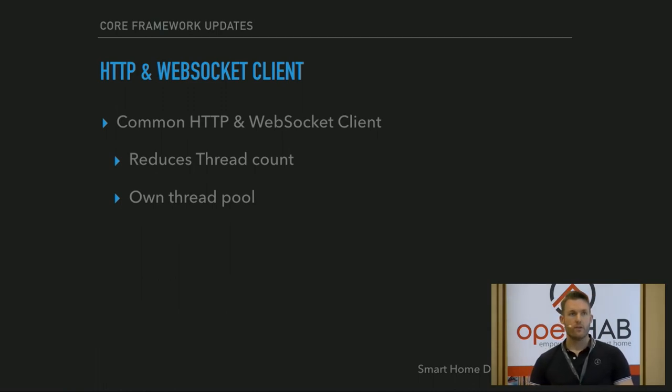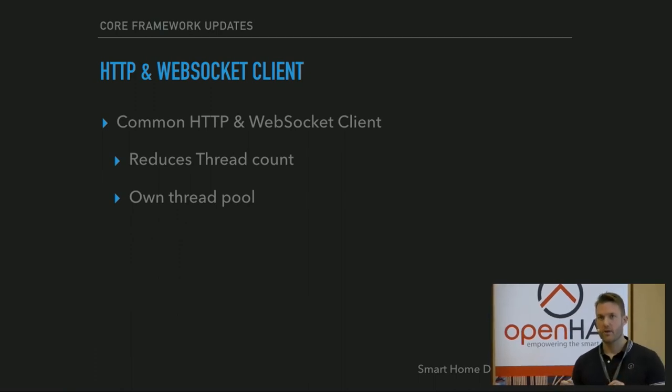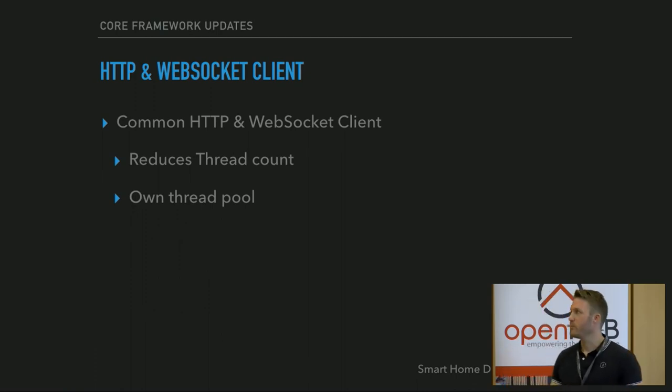Next, we have a common HTTP and WebSocket client. The cause of that was that the Jetty HTTP client and WebSocket client we are using in Eclipse Smart Home is using a lot of threads, a lot. One single WebSocket client, I guess, is about 30 threads for this one client, for your one connection. So if you have multiple bindings using WebSocket clients, this will sum up really quickly. And as you know, we are running on restricted gateways, so that's a huge problem. And with this common HTTP and WebSocket client, we can reduce this thread count a lot, give the stuff its own thread pool, and possibly get away with it and not have those problems anymore.